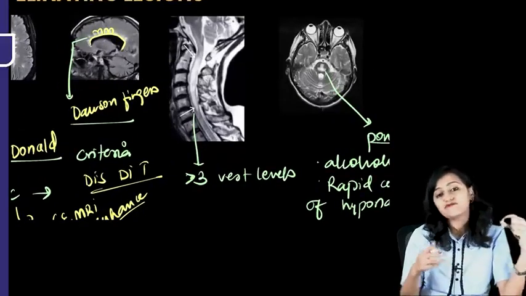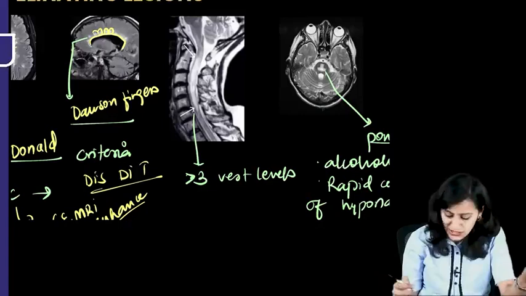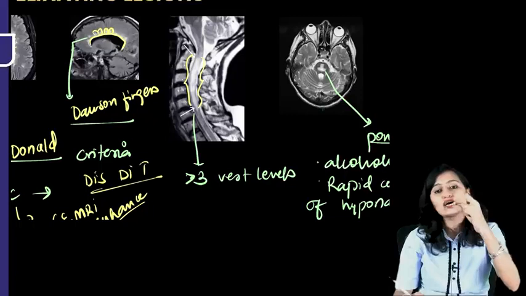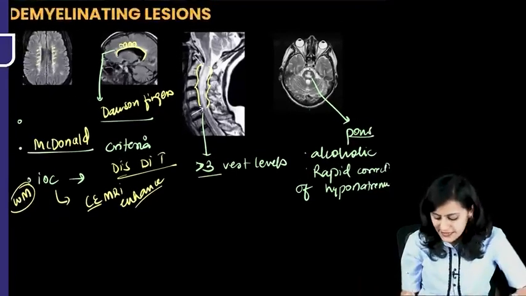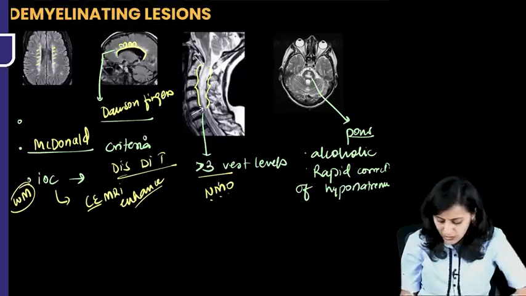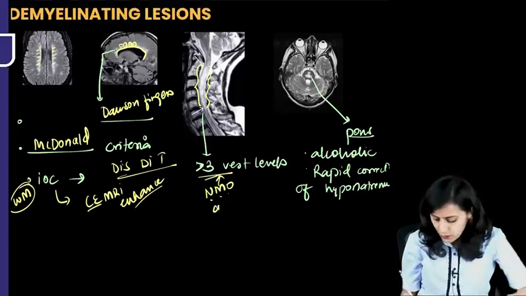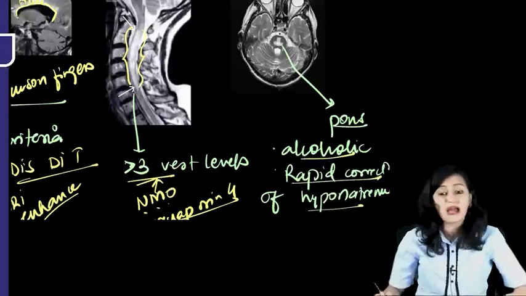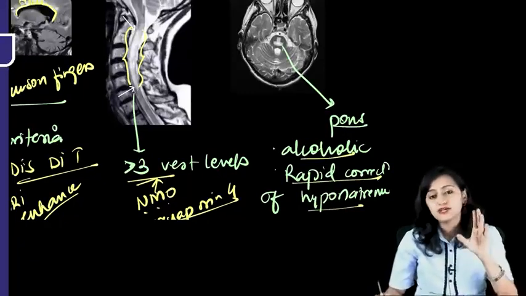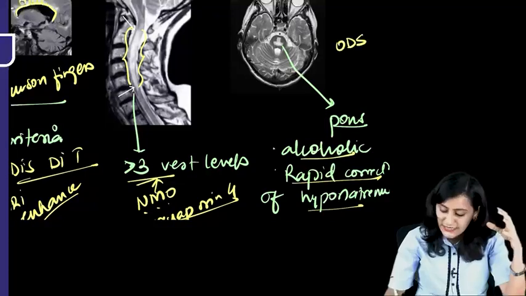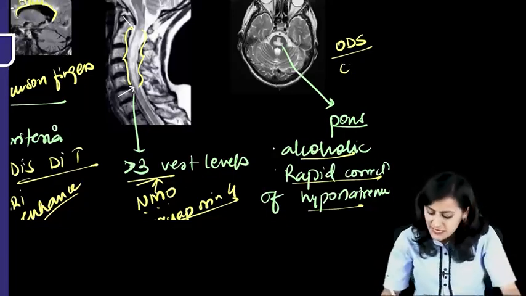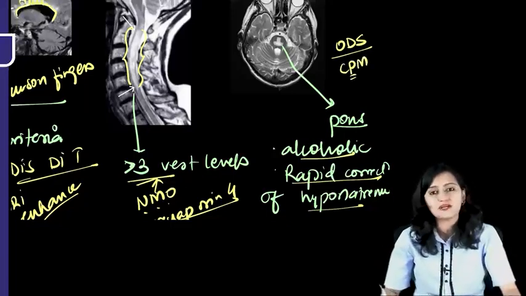Now, how do we differentiate it from NMO? Radiologically, in the spinal cord, if more than 3 vertebral levels are involved, it's a long segment involvement, then it is NMO. So remember NMO, 3 letters, more than 3 levels involved. What antibody do we have here? Aquaporin 4 antibody. Next, if you have a patient, an alcoholic patient with rapid correction of hyponatremia, so you know that it is osmotic demyelination syndrome. The sodium causing the osmotic demyelination. Previously, it was called central pontine myelinolysis.